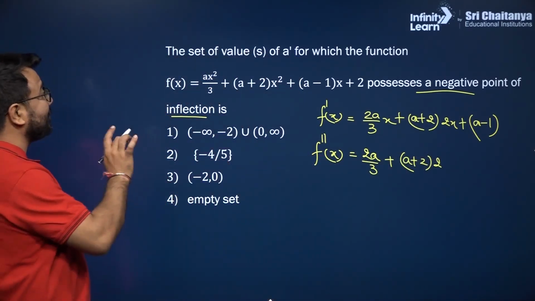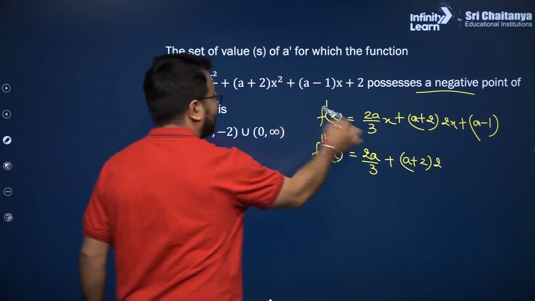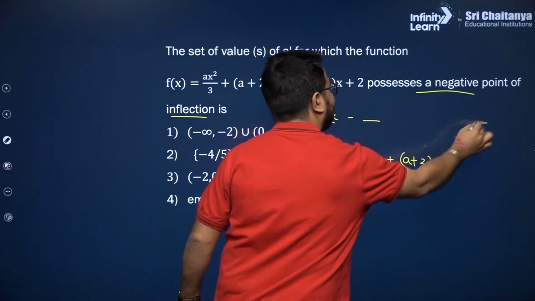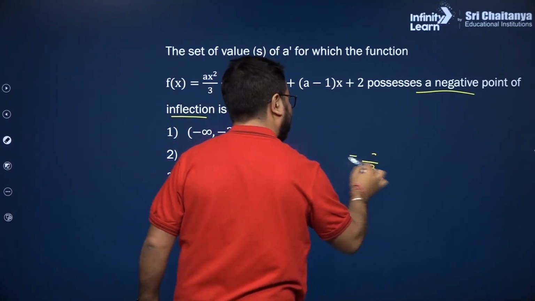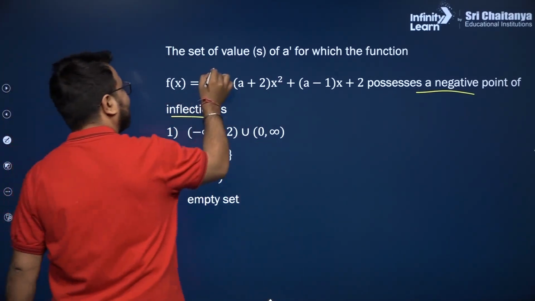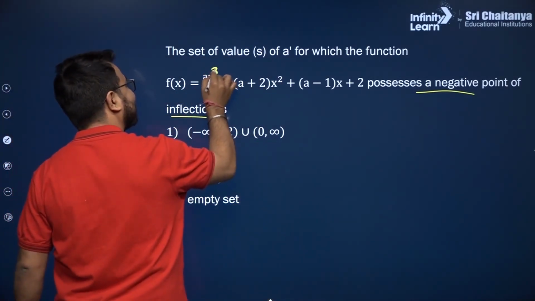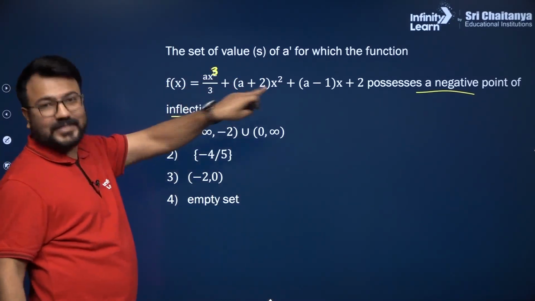I think there is a problem in this particular question. Let me correct this problem again, okay? The problem is with the power. There is a typing error in this particular question. The typing error might not be in your question paper, but on this particular screen there is a typing error. It should be 3, okay? So ax cube upon 3, this is the question basically.